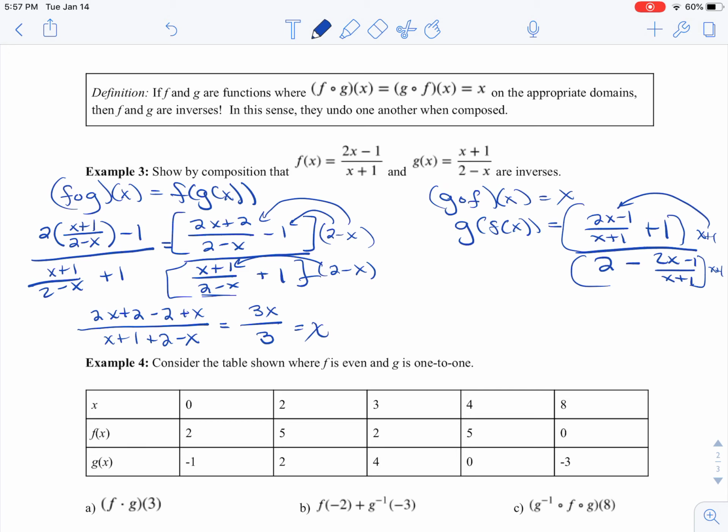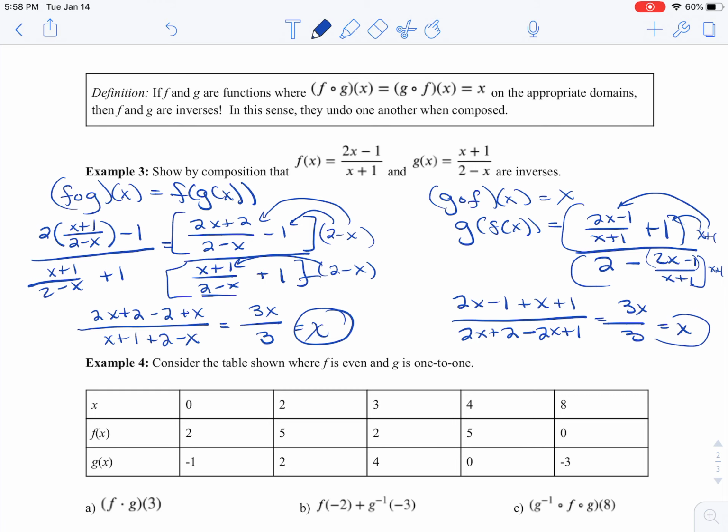So when I distribute it here, the x plus 1s are going to cancel out. I'll have 2x minus 1. Then here I'll be distributing a 1, so plus x plus 1. In the denominator, when I distribute it, I'm going to get 2x plus 2 minus, and I'll need to distribute that minus, so minus 2x plus 1. So again, in the numerator, I get 3x. In the denominator, I get 3, and I just get x. So by showing that f composed with g of x, we just get out x, and g composed with f of x, we just get out x, we've shown they're inverses of each other.